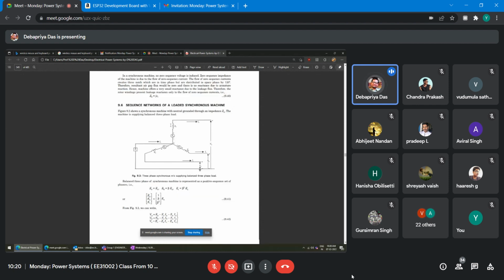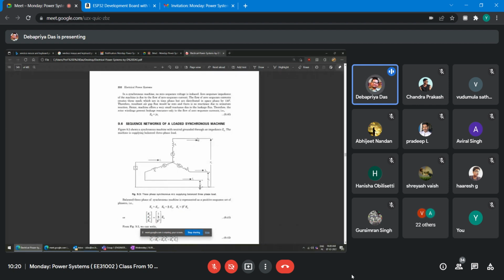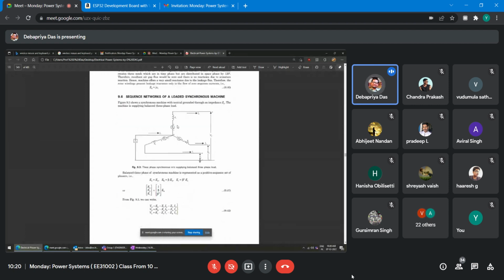Now, for synchronous sequencing networks of a loaded synchronous machine, consider a three-phase machine. In phase A, EA, EB, EC, three voltages are there. This is your synchronous reactance, ZS, ZS, ZS, and a neutral is there. The neutral connection has Zn, and it is grounded. Now the voltage, this is VA, that is VAN, the phase voltage. This is VBN, and this is VCN.